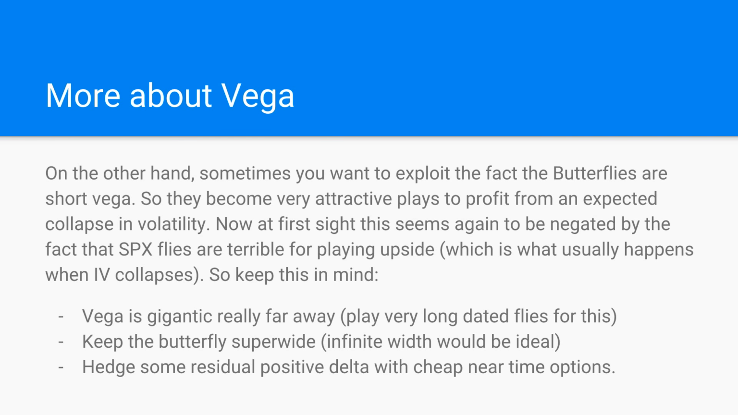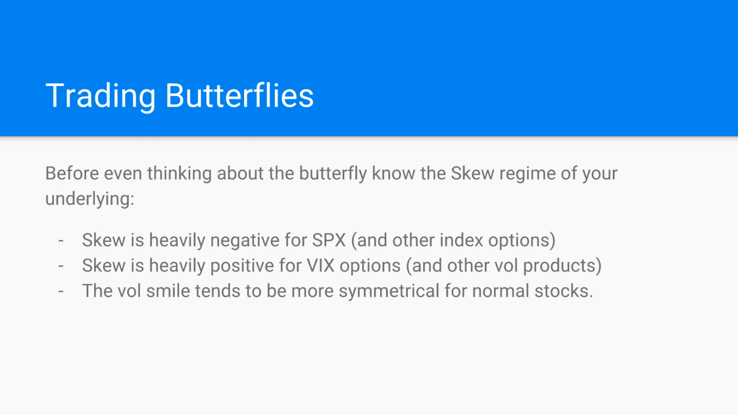And if you want, you can hedge residual positive delta with really cheap near-time options. It's another way to capture Vega. I mean, those kind of butterflies, when you actually design them, you will notice that they will have very little deltas to the upside. But if you don't really care, you can hedge them. And that's how you play butterflies in SPX.